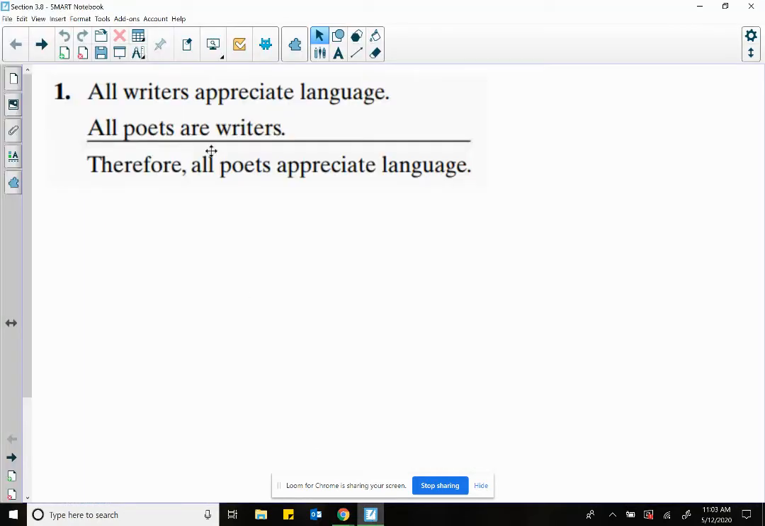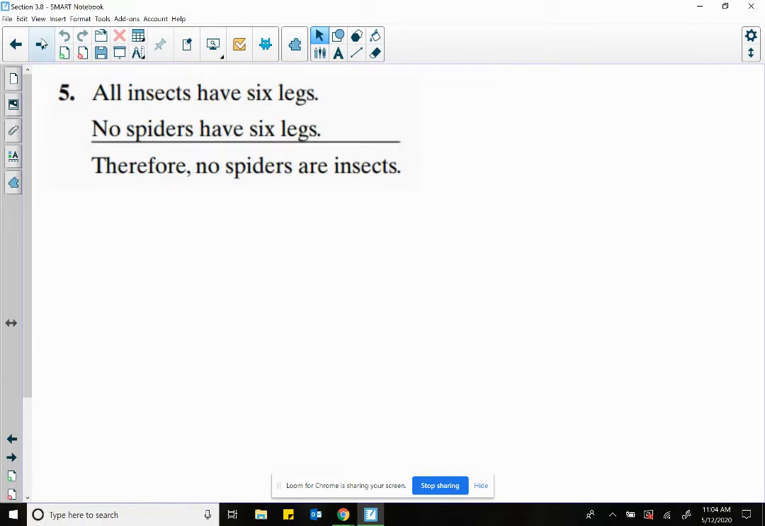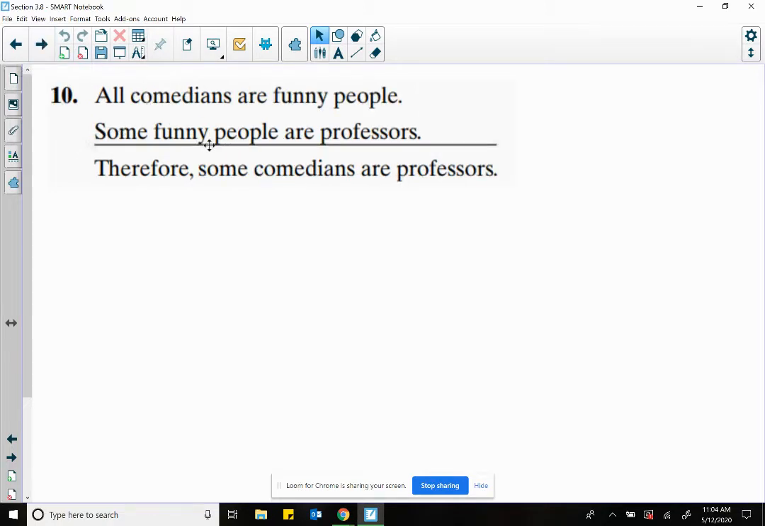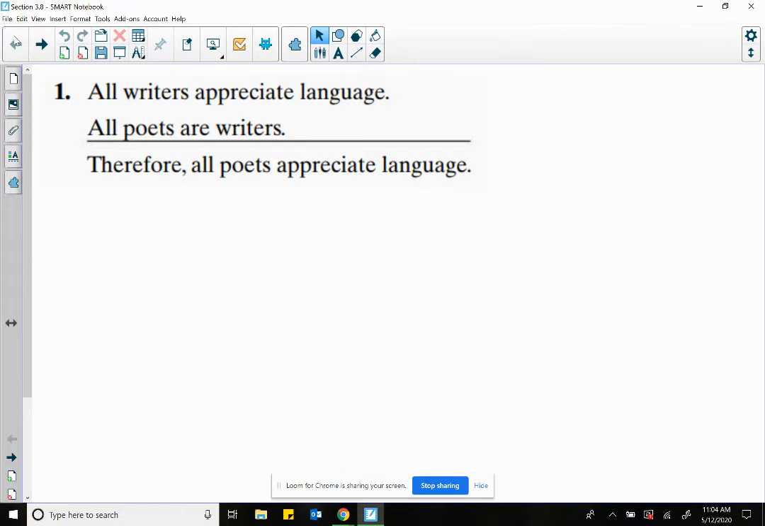Okay, so here they are. Those same kind of arguments: statement, statement, conclusion. But in this one, if you start looking at these, notice these things are saying all clocks keep time accurately. No spiders have 6 legs. Some funny people are professors. So here we are looking at quantitative statements and arguments.